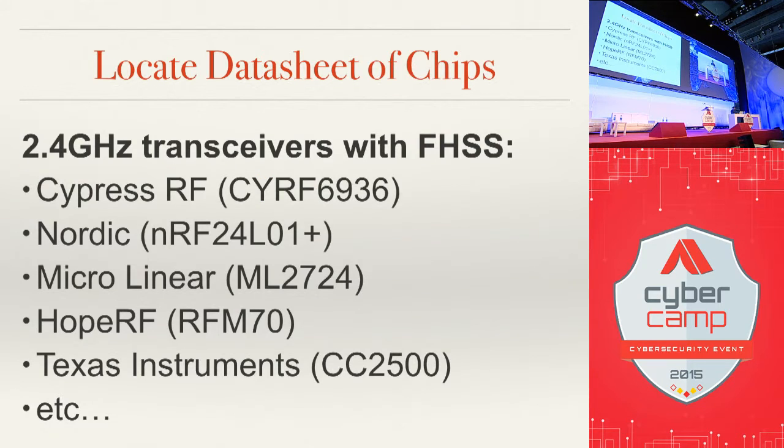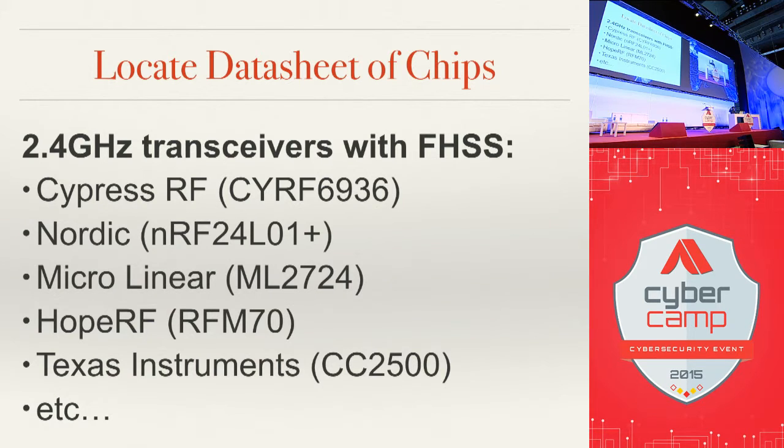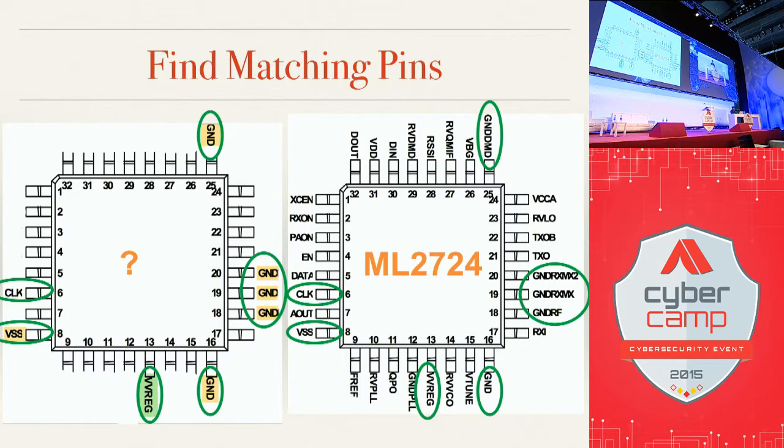Once I've done all that, I'll say, okay, I know this is 2.4 gigahertz, for example, because you can use a spectrum analyzer like HackRF when you're pressing the key fob and see what frequency it hits. Once you know that, I'll look up all of the data sheets I can find on, let's say, 2.4 gigahertz transceivers or transmitters. So there might be a Cypress chip, a Nordic chip, Microlinear, HopeRF, Texas Instruments.